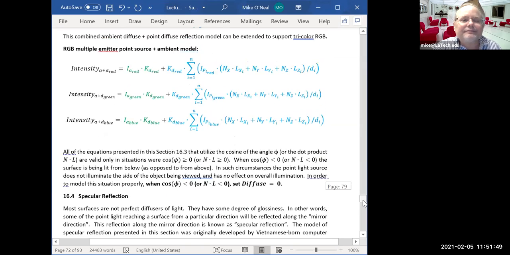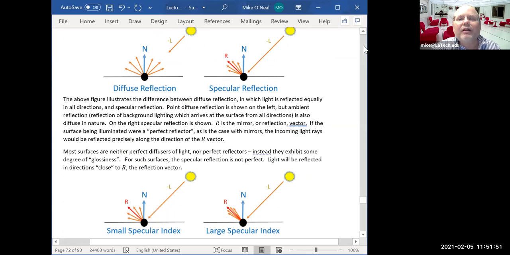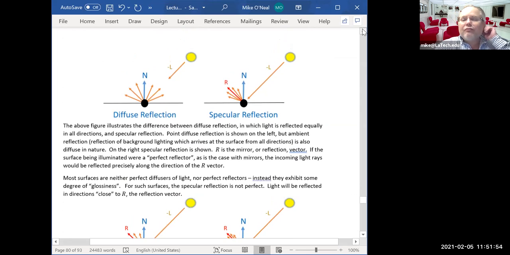Okay, specular reflection. So far, the light that's hit us, we've said, goes out in all directions. And so this is diffuse reflection. This is what we just studied, right?